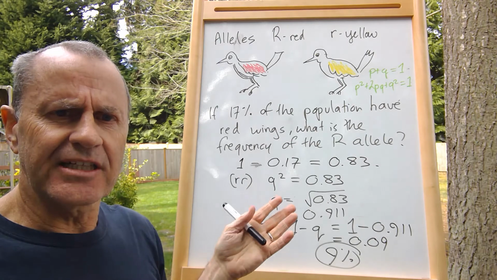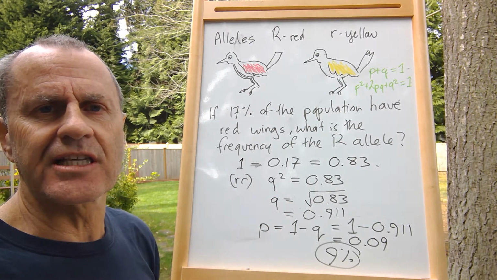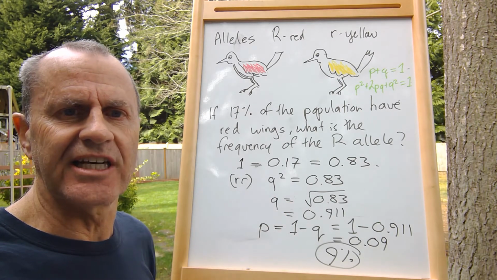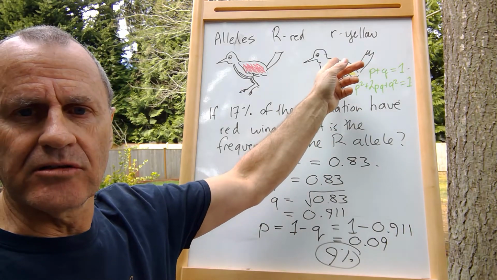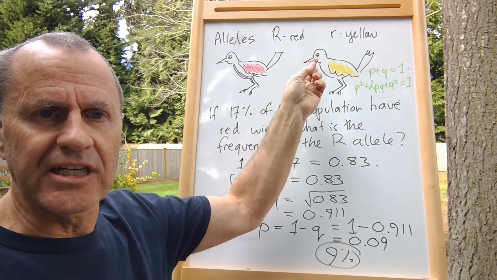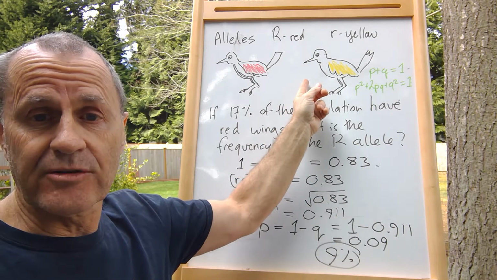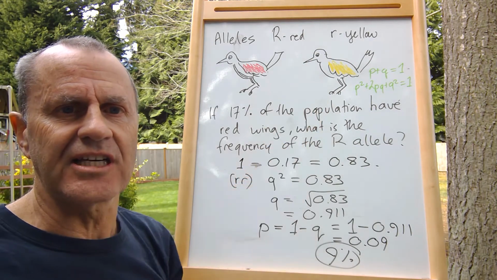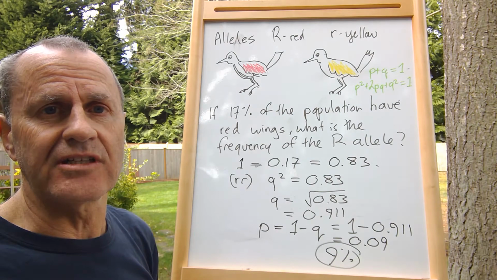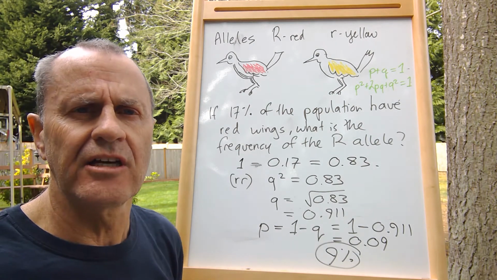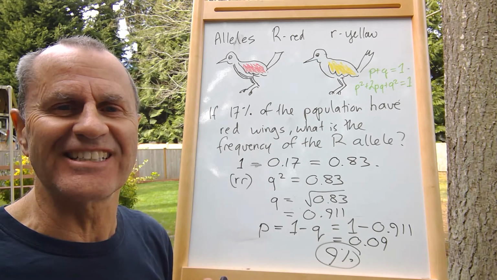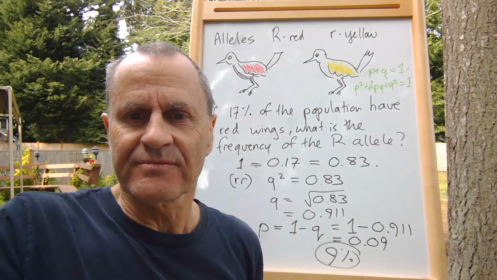But yeah, this kind of question pops up in exams all the time, and all you have to do is identify q, because you know that q squared is going to be the frequency of the recessive phenotype, because the recessive phenotype has only one kind of genotype, and it's always homozygous recessive.